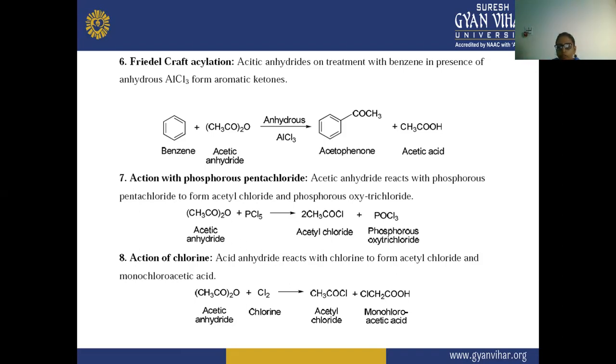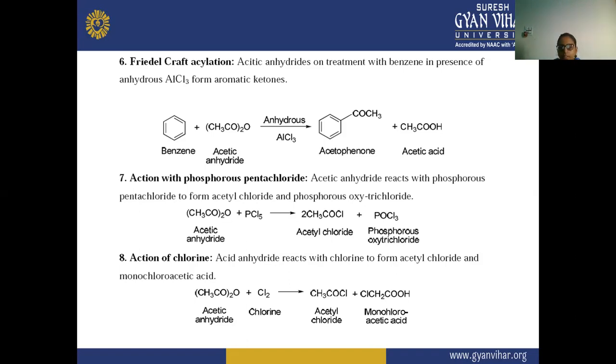Next is the action with phosphorus pentachloride. So in this, the phosphorus pentachloride is acting on the acetic anhydride, and there is a formation of acetyl chloride plus phosphorus oxytrichloride. So here the acetic anhydride is reacted with phosphorus pentachloride, and acetyl chloride is formed here, plus phosphorus oxytrichloride is formed here.